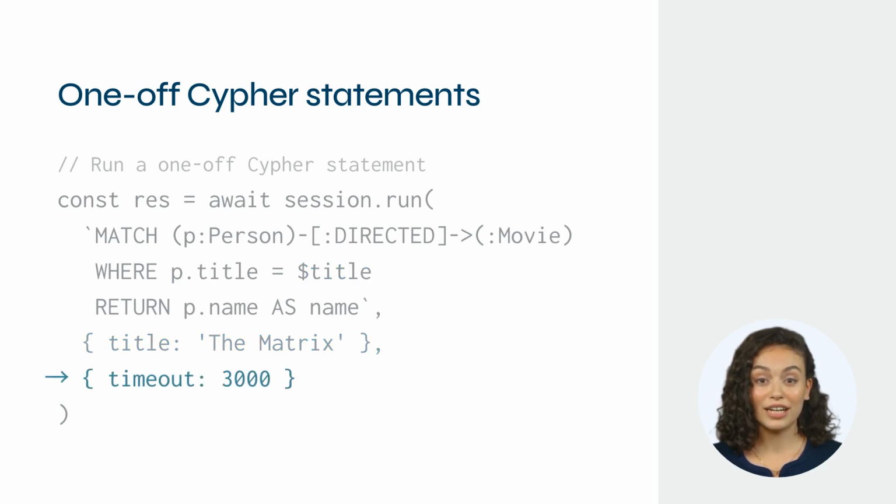You can also pass an object as the third parameter, defining the transaction configuration, including the transaction timeout in milliseconds. Note that this method will not retry the statement when experiencing transient errors such as temporary connection problems. For this reason, these should only be used for one-off queries and are not recommended for use in production.